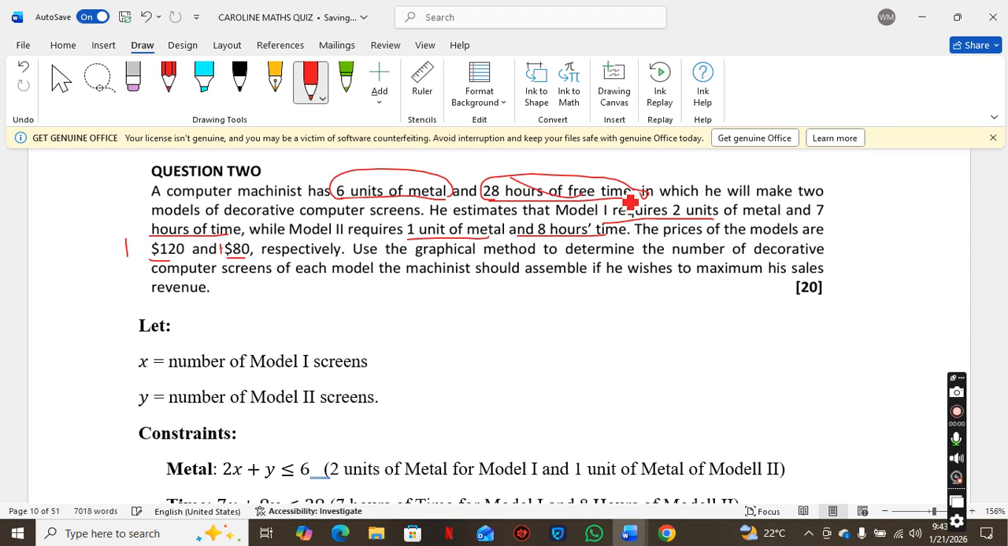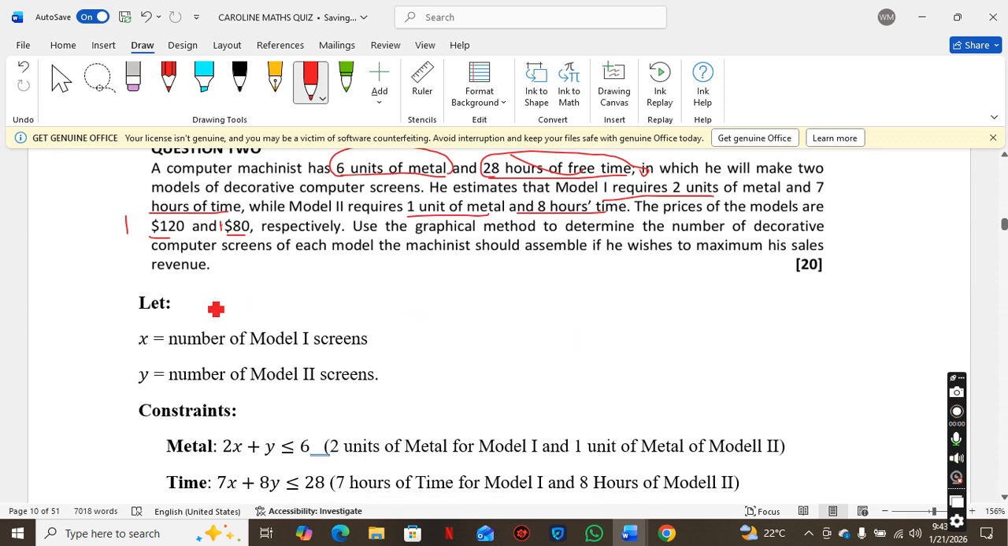So the first thing is you're going to label your variables. Let X be the number of model 1 screens and let Y be the number of model 2 screens. That's the first thing that you do with linear programming, because you're going to be dealing with a graph, so you need to know what's your X variable and what's your Y variable. That is step 1.